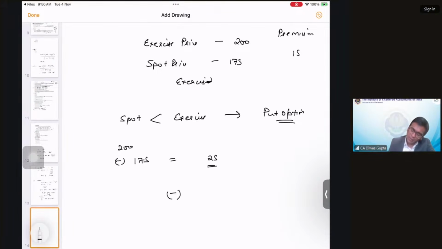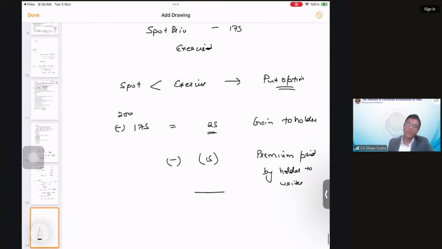And minus, so this is the gain to holder. And 15 rupees is the premium paid by holder to writer. So that means overall, we would have had a 10 rupees gain.